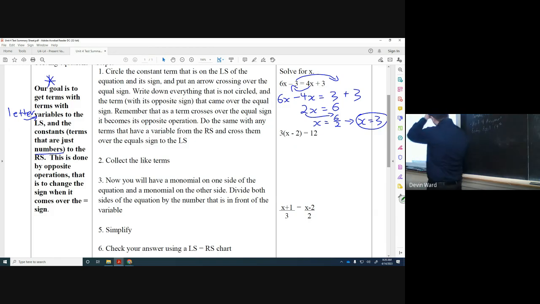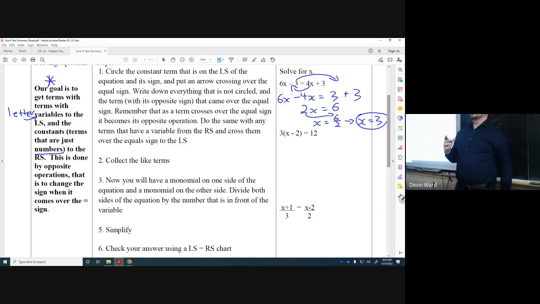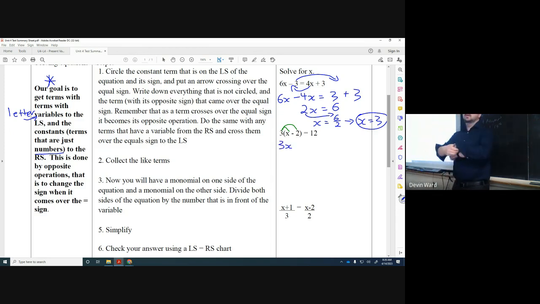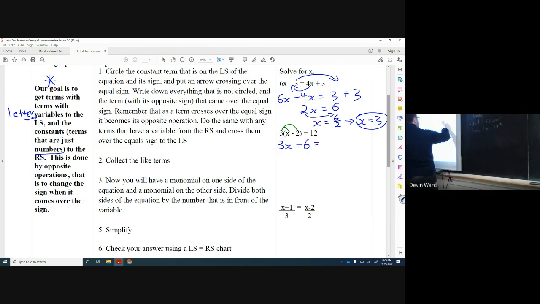Next, we have 3 times x minus 2 equals 12. So remember, the first thing I want to do is distribute the 3 in to get just separate terms. So I'll go 3 times x and 3 times -2. So 3 times x is 3x. 3 times -2, Robbie? -6. Perfect. -6, because we have a positive times negative, and 3 times 2 is 6. Now I still have 12 on the right.